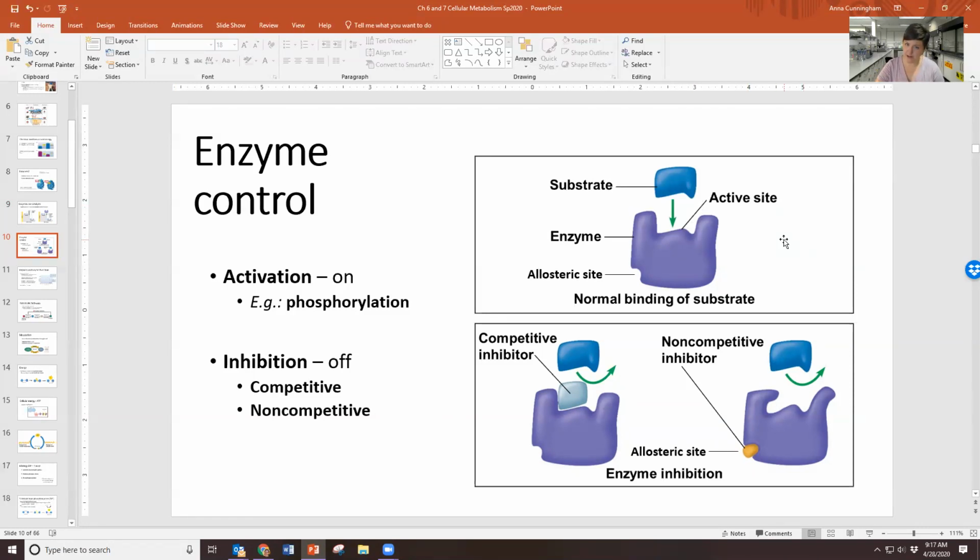A lot of our enzymes rely on more than just the substrate binding to the active site for the reaction to occur. So if you haven't noticed, whenever we talked about transcriptional control and translational control, all that stuff, our body and cells in general are very, very good at regulating things.